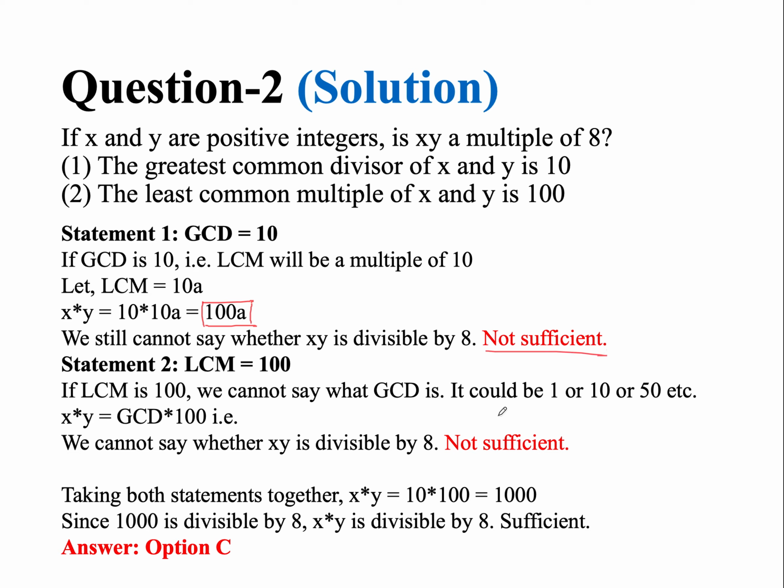Therefore the first statement is not sufficient. The second statement only confirms that the LCM of the two numbers is 100. Now we can take two numbers. We can take some examples as well. If the LCM is 100, we cannot say what the GCD is.